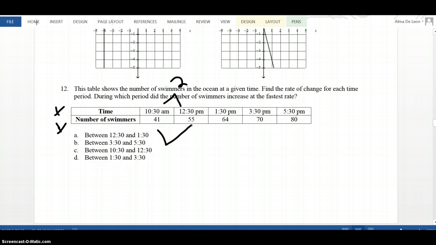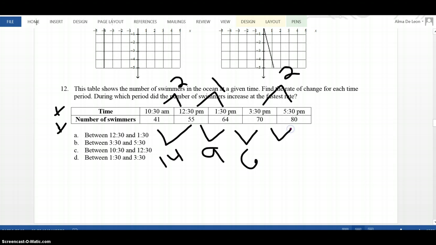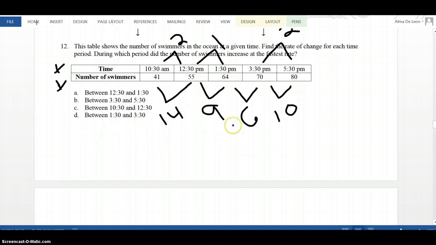41 plus 14 will give me 55. 12:30 plus 1 gives me 1:30. 3:30 plus 2 gives me 5:30. 55 plus 9 gives me 64. 64 plus 6 gives me 70. And 70 plus 10 will give me 80. Remember, slope is the change in the y over the change in the x.